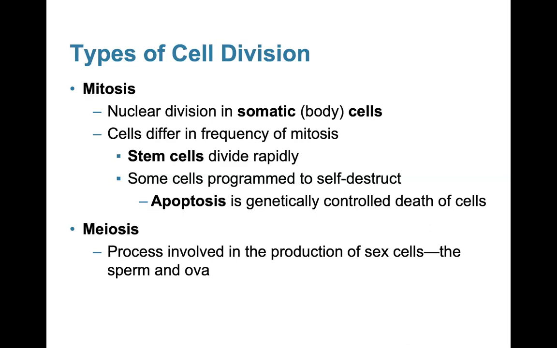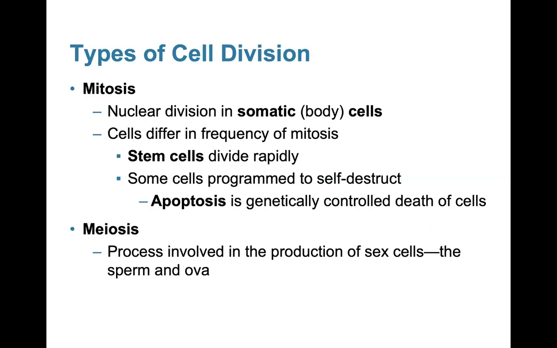Meiosis is a different process. Meiosis is a process in which you produce your sex cells, the sperm and the ova. The difference between a cell made by mitosis and a cell made by meiosis is the number of chromosomes. A human cell has 23 pairs of chromosomes. When it divides by mitosis, each daughter cell will end up with 23 pairs of chromosomes. So they'll make copies, and you'll have 23 pairs in each cell.